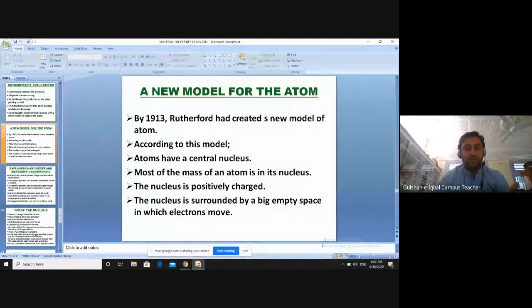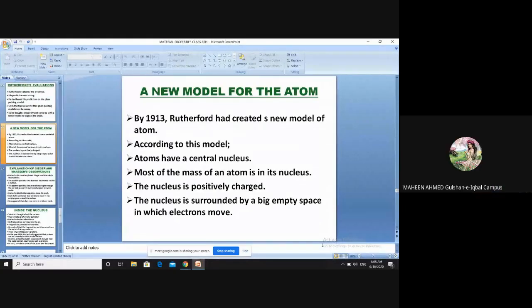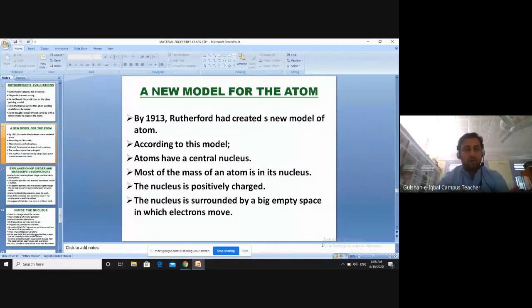Point number two, which Rutherford said, is that most of the mass of an atom is in its nucleus. We have seen that when the positive particle was striking the center particle, it was bouncing back. Why was it bouncing back? Because the mass of the atom is present in this nucleus, and due to that dense mass, the particles were bouncing back, or deflecting with certain angles.